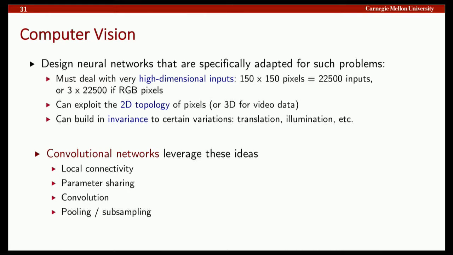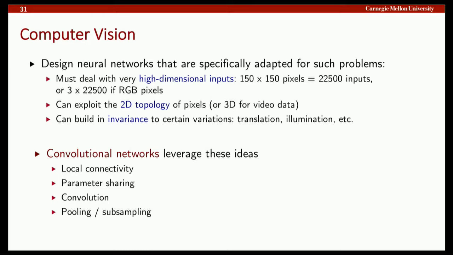We want to be able to handle high dimensional inputs. If we have a 150 by 150 image and 3 channels, then we're going to end up with 67,500 pixels. That's a lot of inputs to process. We want to be able to exploit the 2D topology of the pixels, and we want to build some invariances, for example, translation invariance. If I take my sunflower and move it 5 pixels to the right, I still want to be able to say it's a sunflower. And convolutional neural networks are largely leveraging these ideas.